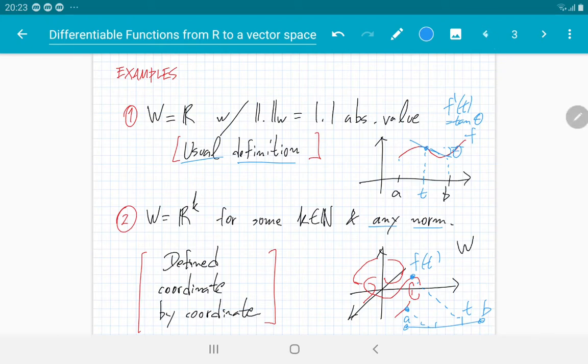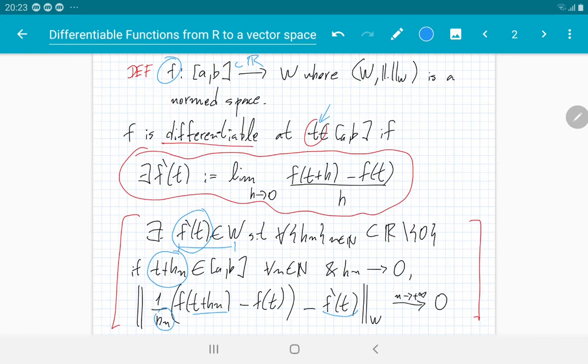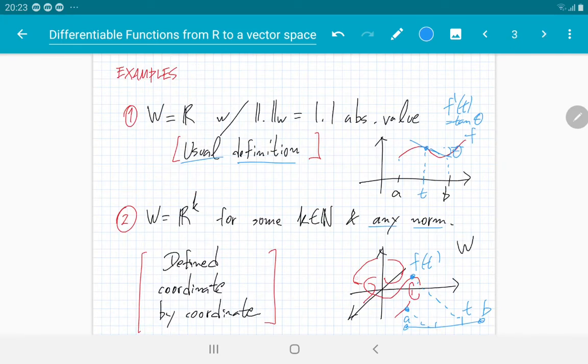Now, let me go back to the previous board. The definition of f prime involves a limit. And now we're thinking that this is an element of R^k and this too, so the limit in particular lives in R^k. And we know the limits in R^k, if they exist, are defined coordinate by coordinate. And that means that if I have a derivative for f at t, I simply have to differentiate the coordinate functions.